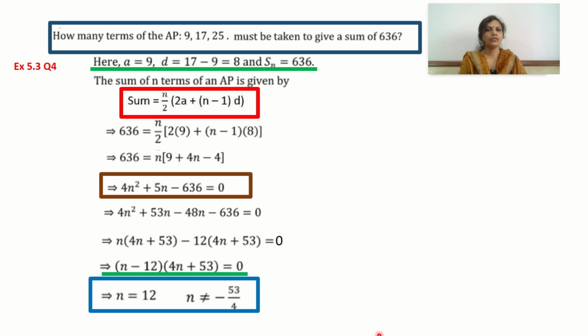So n is equal to 12 terms. So from the given AP, if you add first 12 terms, you get the addition of all these terms as 636. This is the meaning of this sum.